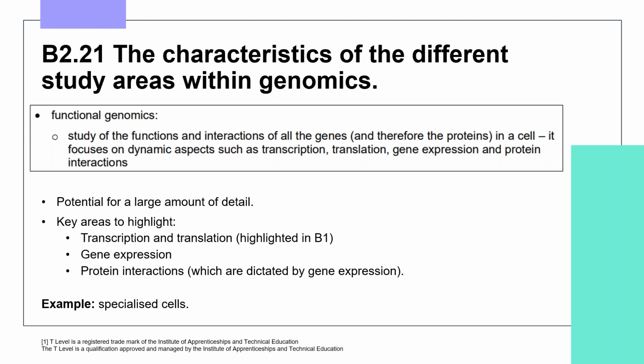Here, there's the opportunity also to go into large amounts of detail around transcription, around translation, gene expression, and protein interactions. But this is not required in terms of the specification. So here I would start with gene expression by highlighting that the body is made up of many different types of cells. Each of these cells, however, will have the same set of DNA and therefore the same genes. But different types of cells will have different genes within their genomes that are expressed.